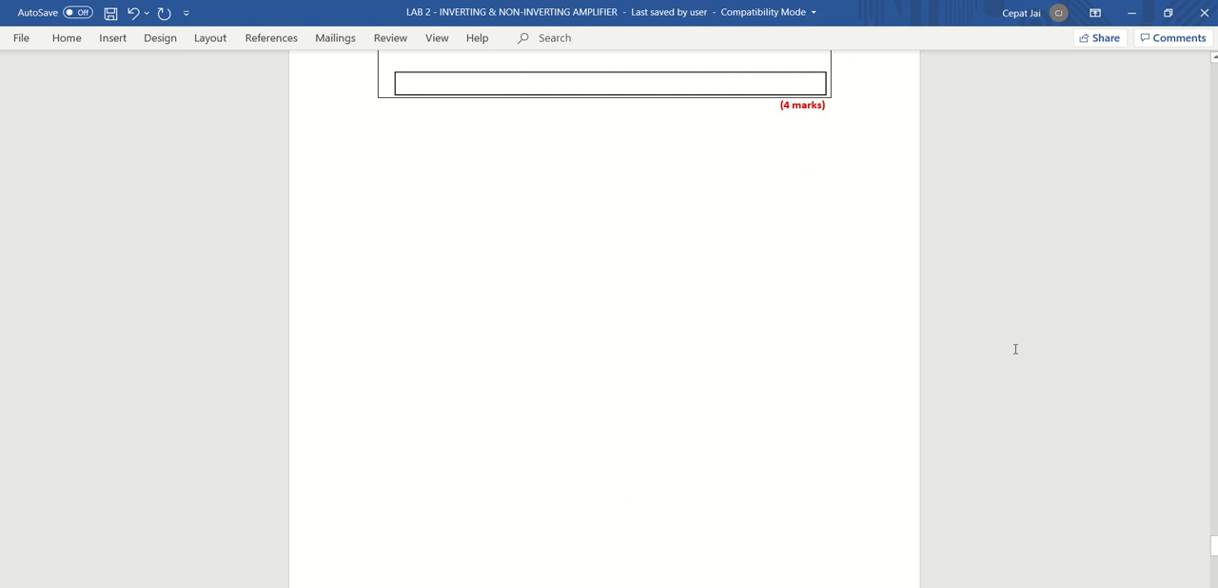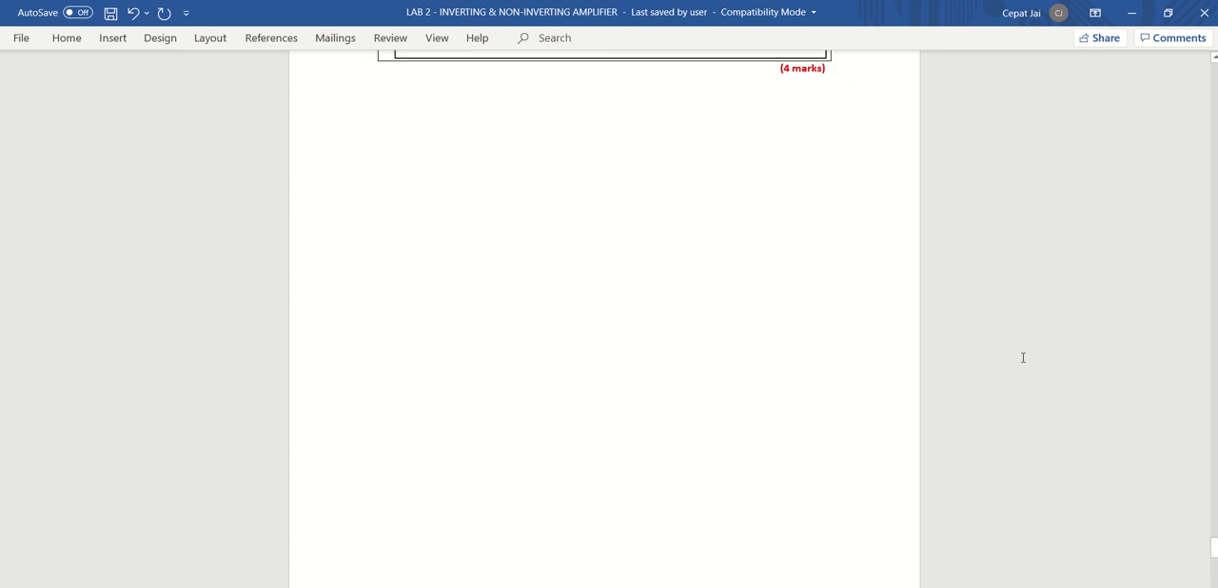So the conclusion that I will make: I learned how to demonstrate an inverting op-amp and non-inverting op-amp circuit using Multisim Live. And secondly, I know how to investigate the op-amp voltage follower.